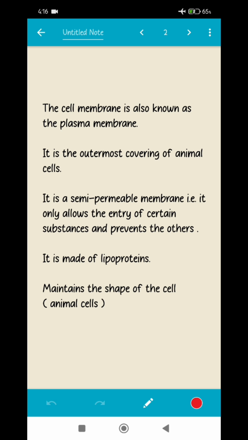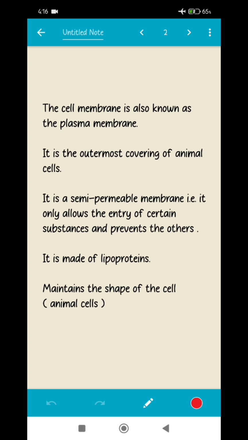It is a semi-permeable membrane. So a very important point: the cell membrane is a semi-permeable membrane because it will not allow the entry of everything. It contains small pores through which only certain substances can enter, and it will prevent the entry of other substances. It is made out of lipoproteins, that is, a combination of lipids and proteins.